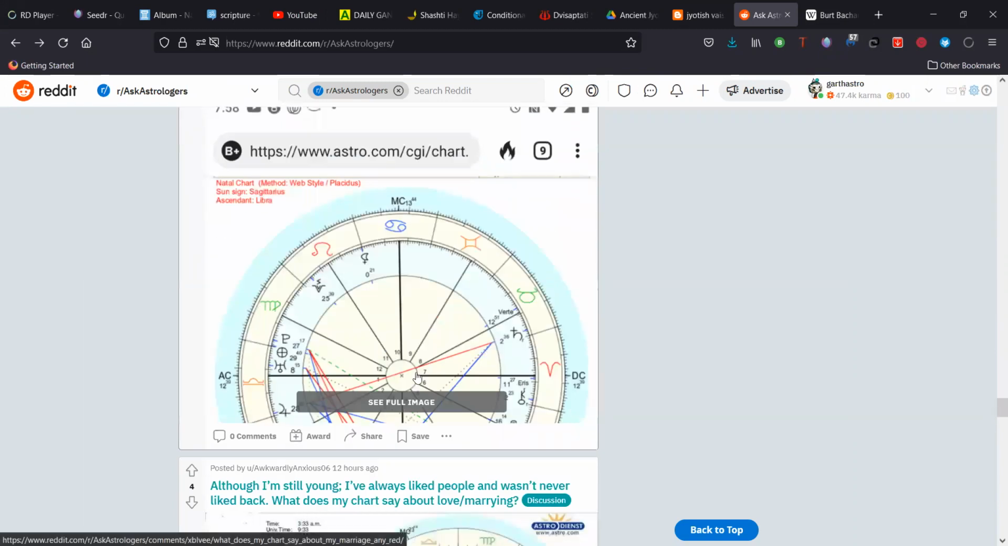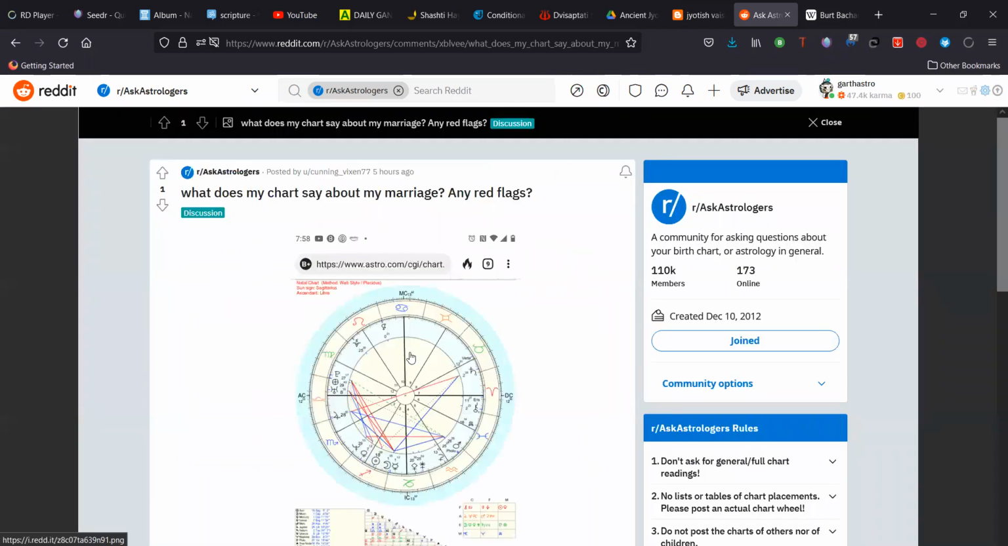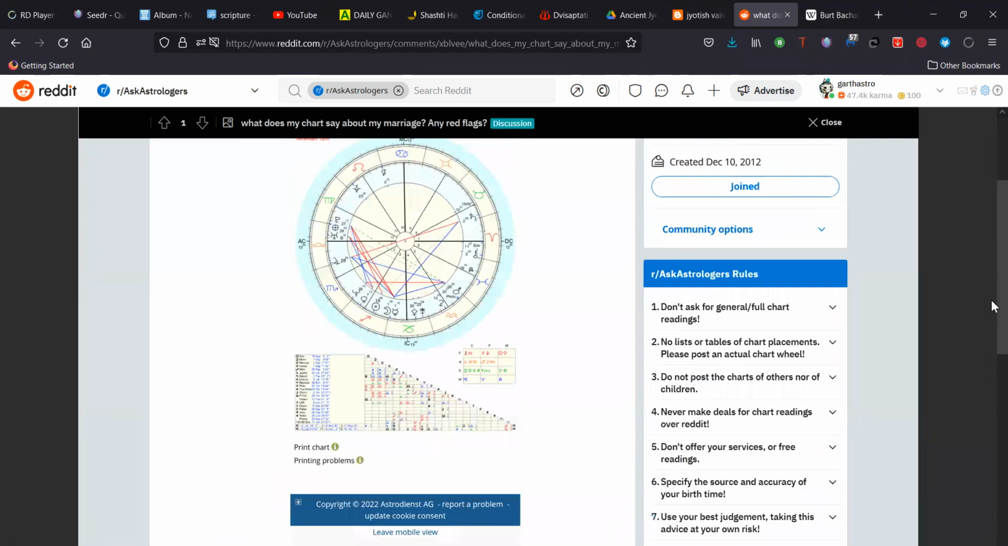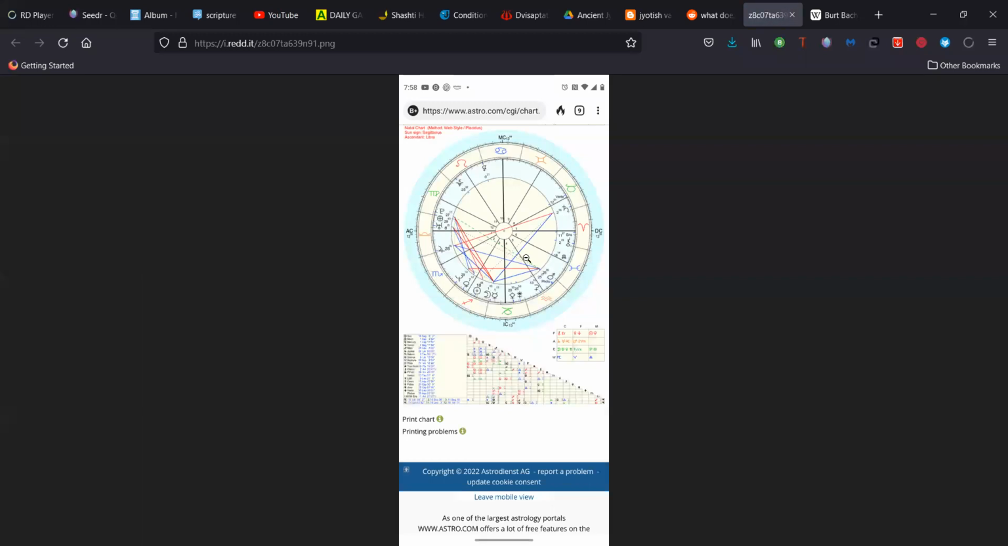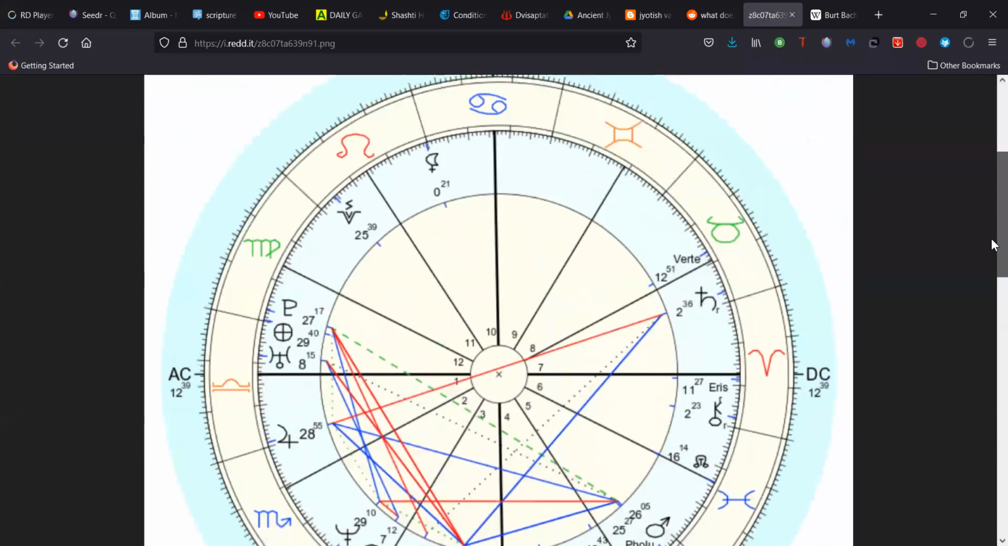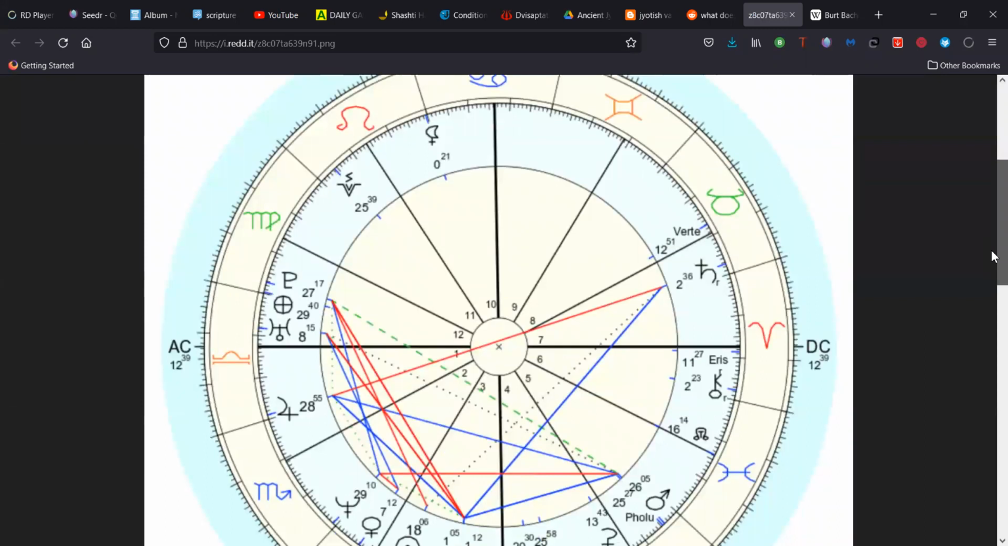What does my chart say about my marriage? Since we're dealing with love, any red flags? I guess this person may have just gotten married. Let's see. Will it say anything? Since we're dealing with marriage. Now, once again, as Stephanie said, Venus is the natural significator of marriage and love and sex and children as a result of sex, right? So all of those things, and women, and beauty and pleasure and jewelry, right?